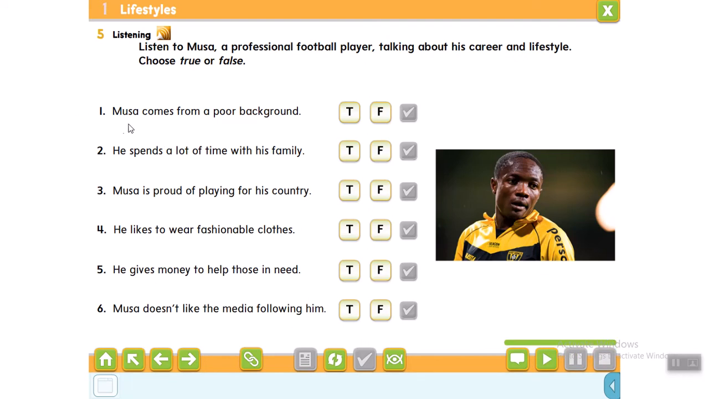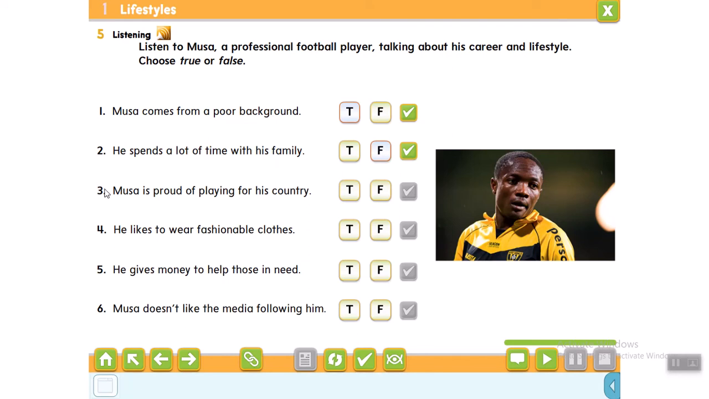Okay, let's start answering. Number 1. Musa comes from a poor background. True or false? Right, it's true. Number 2. He spends a lot of time with his family. True or false? Yes, it's false, because he cannot spend a lot of time with his family. So number 1 is true and number 2 is false.